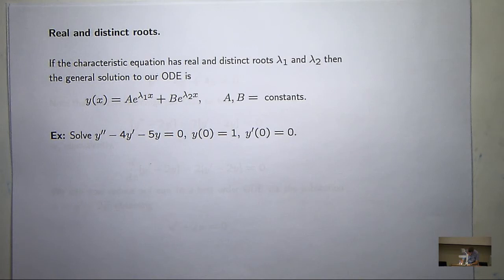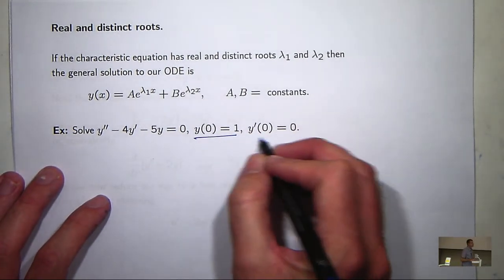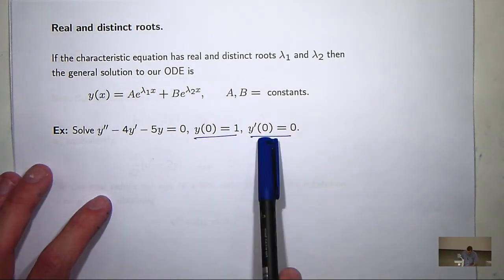Okay, so you can see we've also got some additional information. We've got initial conditions, but there's 2 of them. You need 2 because we've got second order derivatives in our problem. All right, 1's not enough.